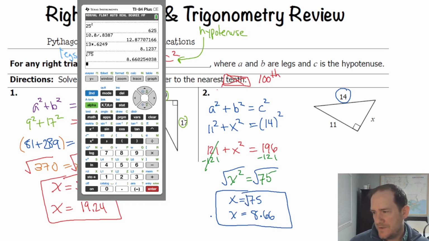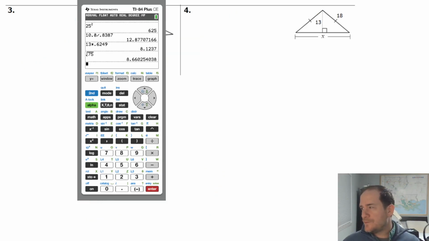So we need a radical on this. It can't just be 75. It's got to be root 75. But that's the first two. And then there's two more.